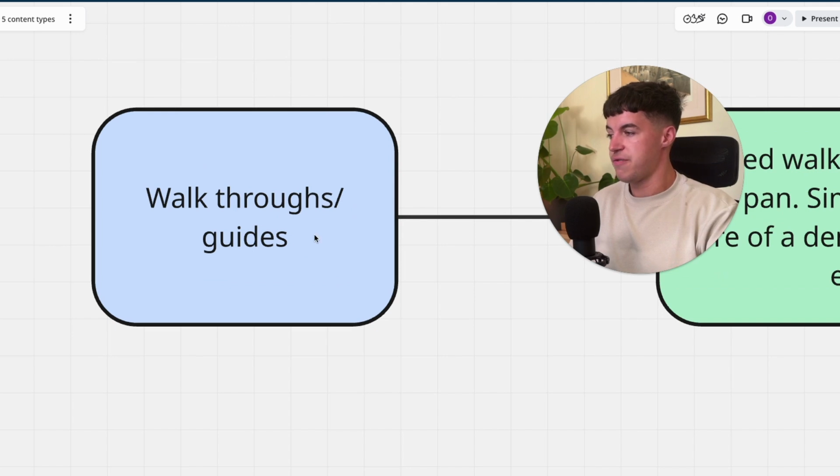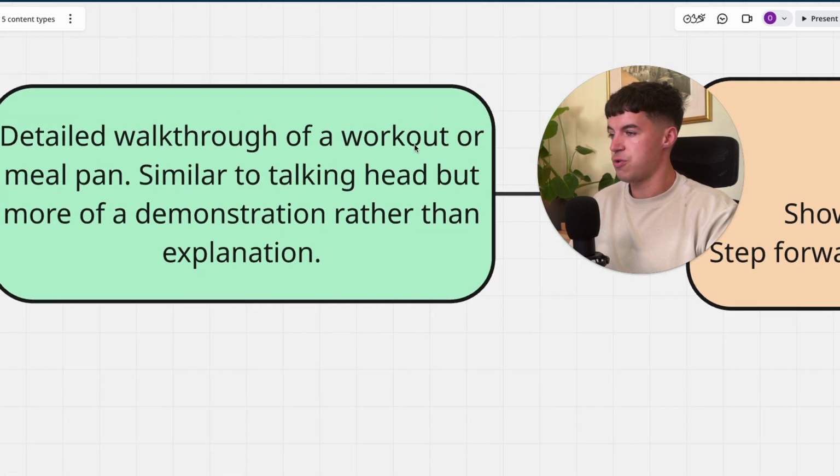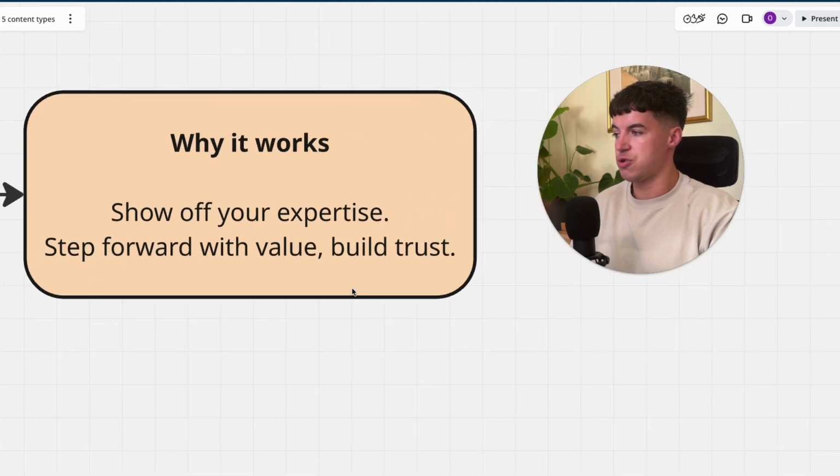So next we have walkthroughs and guides. So what are these? So basically this is going to be a detailed walkthrough of a workout or a meal plan. Okay, so similar to talking head video, but more of a demonstration rather than an explanation. So the reason that this works is exactly the same reason for the talking head.